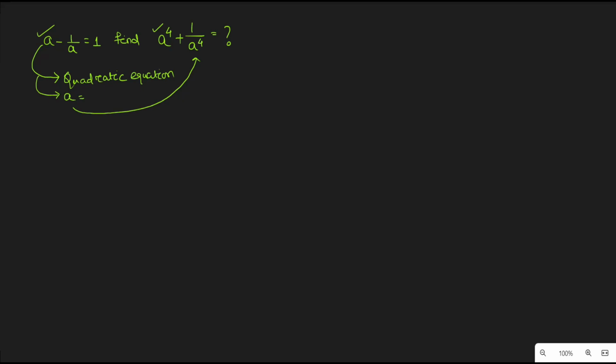Although this is a way to solve this question, it may not be an elegant way. So let's try to solve this equation in a different way. So the equation is a minus 1 by a is equal to 1. Let's do square on both the sides of this equation. Then we can write a minus 1 by a whole square is equal to 1 square.